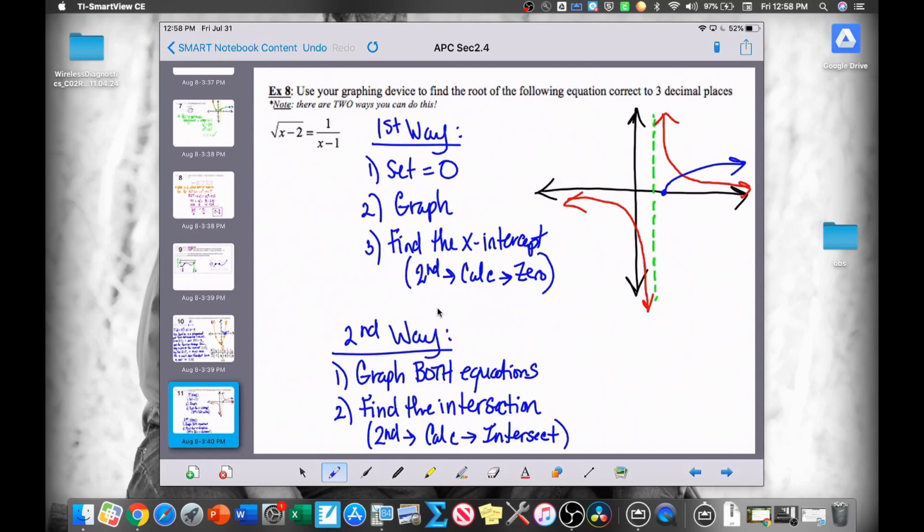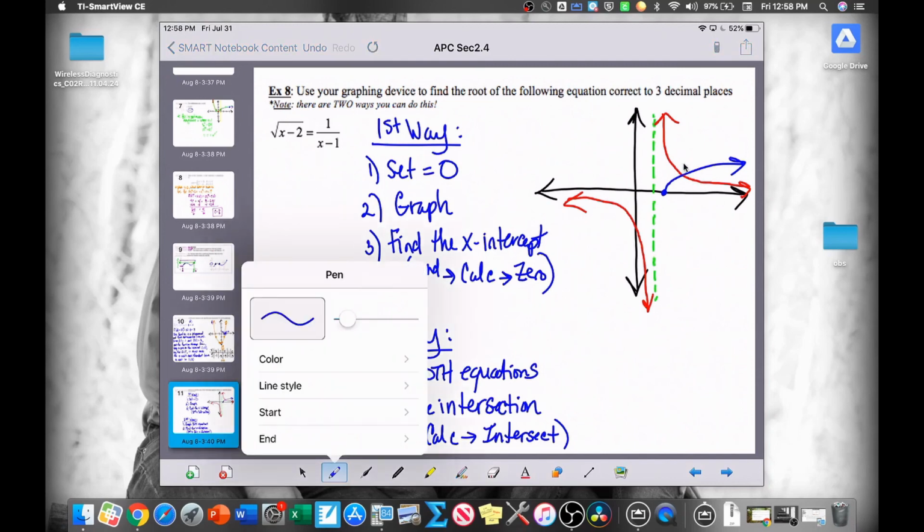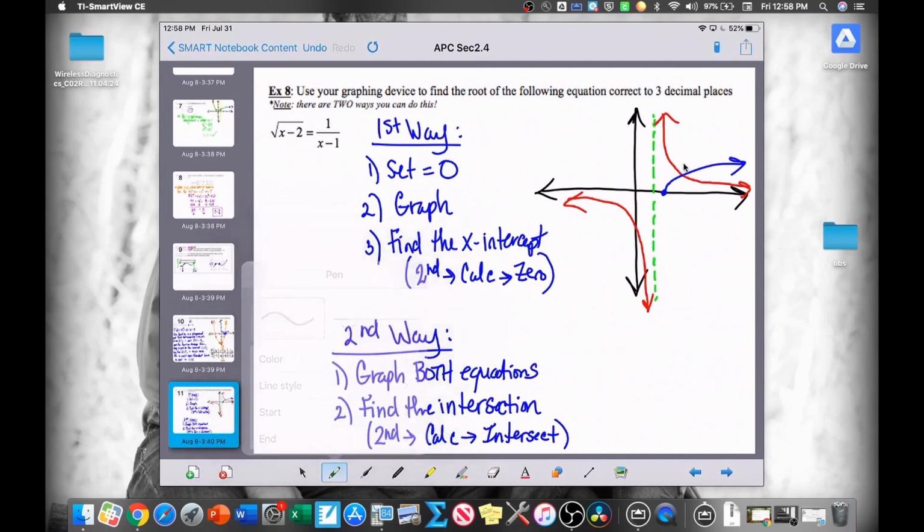And we are looking for the value where these two graphs intersect each other. And that point right here was the ordered pair 2.466, comma 0.682. So our answer is, our solution is x equals 2.466.